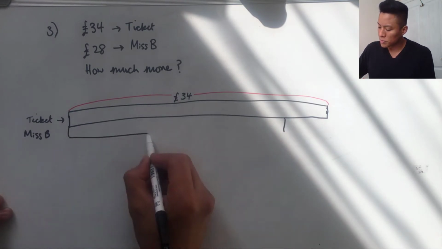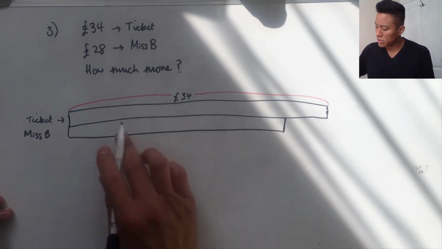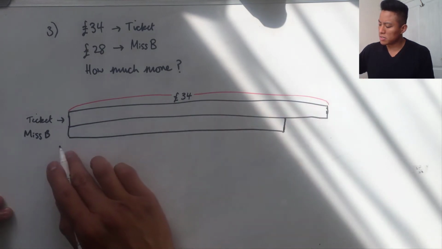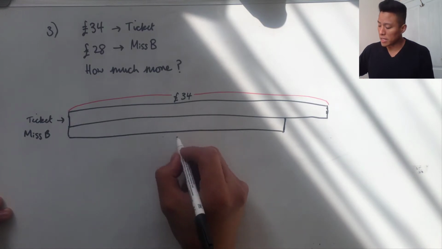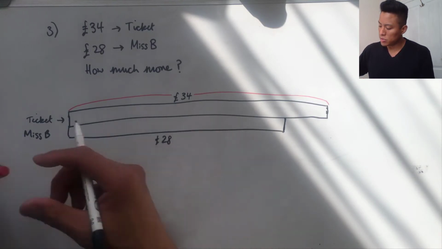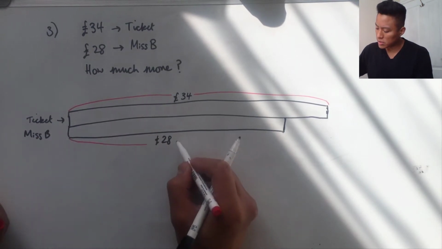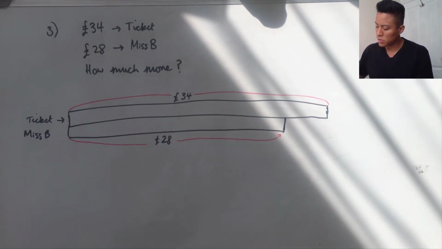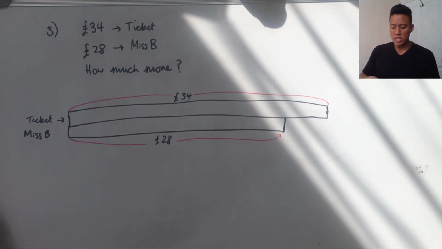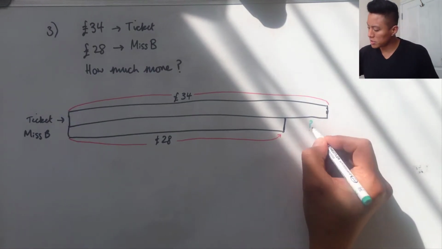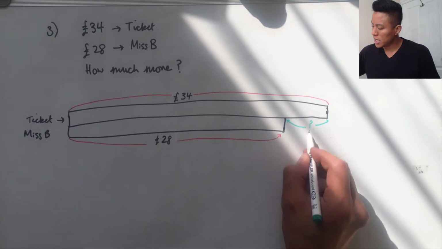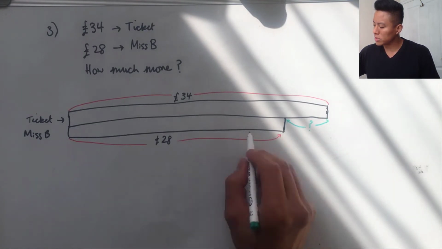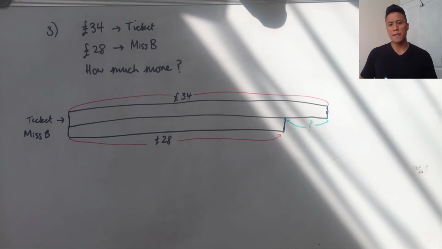So we know that it's less. If all of that represents how much the ticket costs, all of this is going to represent how much money Miss Buckley has to spend. £28. All of this. We are going to need to know how much is this part. This is our unknown. This is how much more she needs. If she has £28 and she wants to get it all the way to £34, we need to know how much this is. Alright, so you're going to figure out a way to use it.